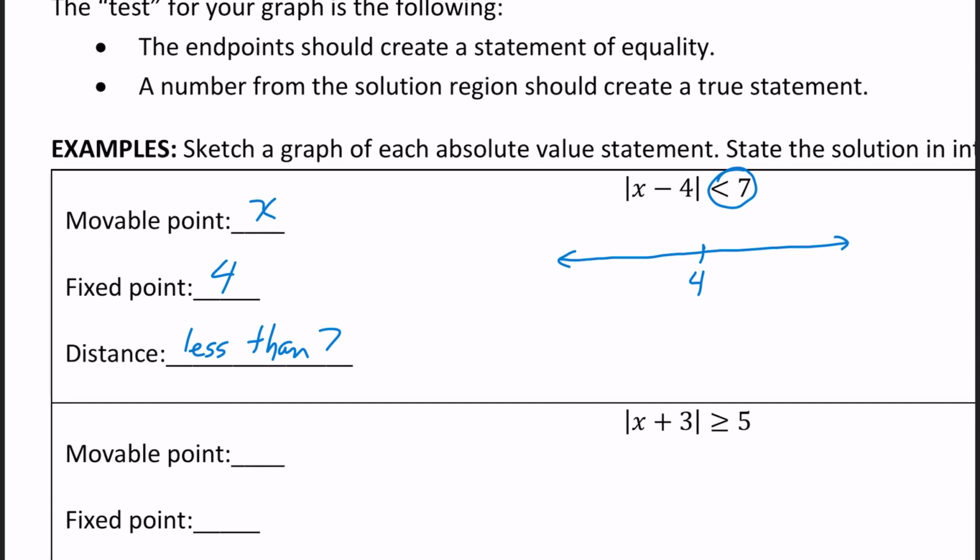So what if I went 7 units to the right of 4? Where would I be? I'd be at 11. What if I went 7 units to the left of 4? I'd be at negative 3. So those 2 points are exactly 7 units away, but the distance I want x, the movable point, to be is less than 7 units away. That means that the negative 3 and the 11 aren't satisfactory points, but all the things in between are.